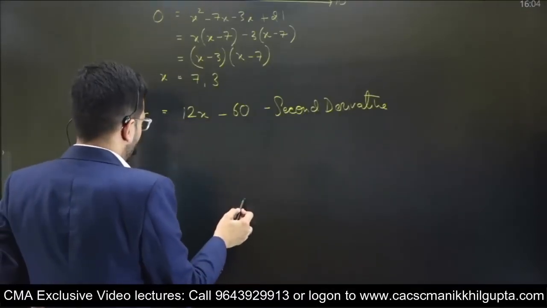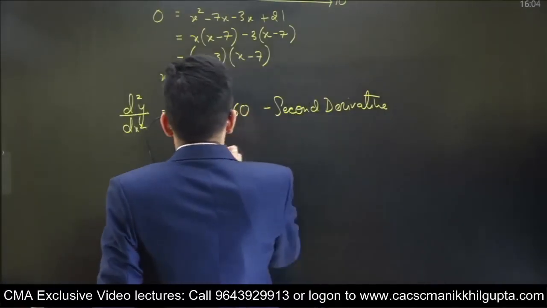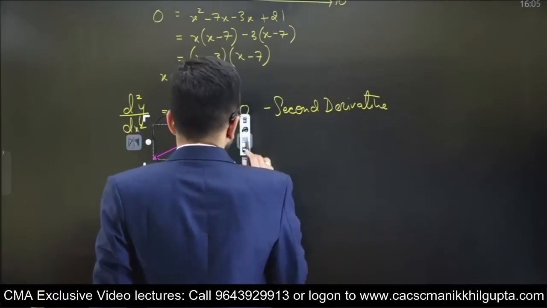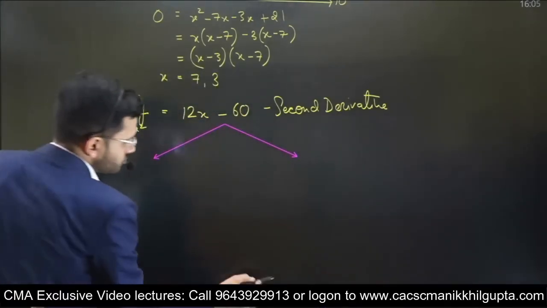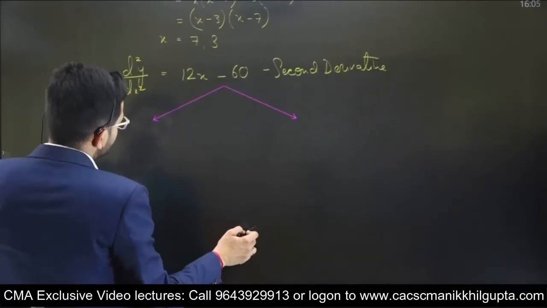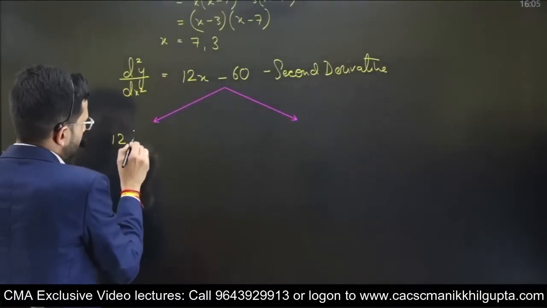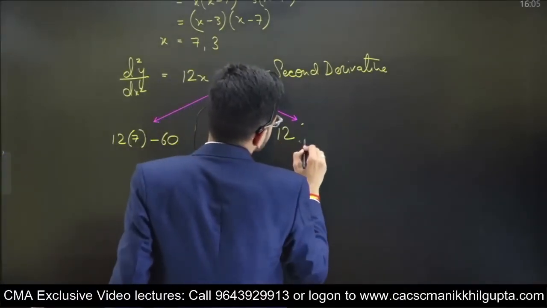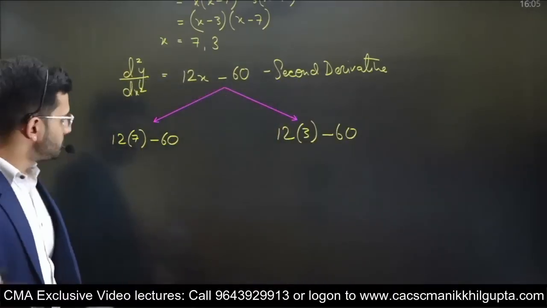Okay, now what we are going to do is substitute these two numbers which we have got into the second derivative. First of all we'll put x is equal to 7, second we'll put x is equal to 3. So if we put x is equal to 7, then this is our answer. If we put x is equal to 3, then this is our answer. Let's compute it.